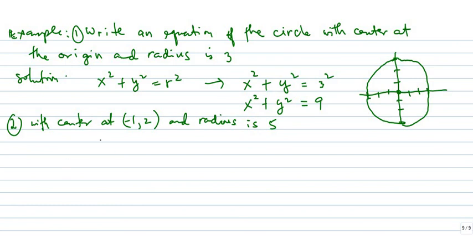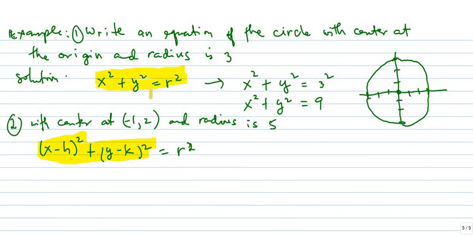To solve this problem, the center is (-1, 2), so we will be using the equation (x minus h) squared plus (y minus k) squared, which is equivalent to r squared. In our first example, we used x squared plus y squared equals r squared because the center is at the origin, which is (0, 0). In the second example, the center is located at (-1, 2), so that is not at the origin. Therefore, we will be using this equation.